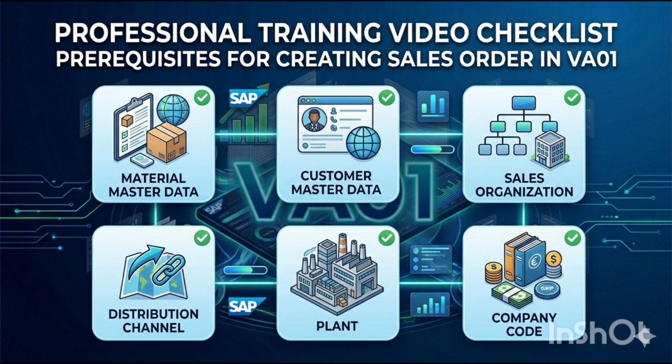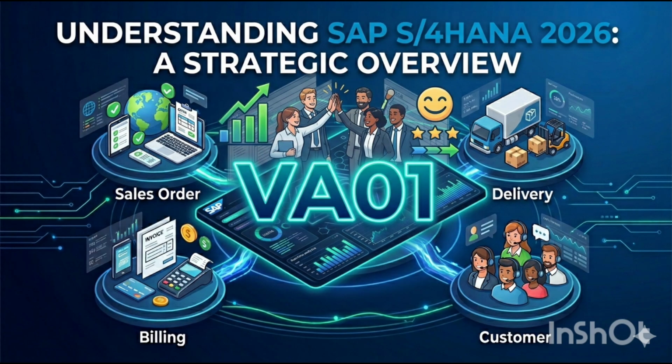Also ensure the material is extended to the correct plant and sales area, the customer is not blocked, and has sufficient credit limit. Once all these prerequisites are verified, we can confidently launch the VA01 transaction.